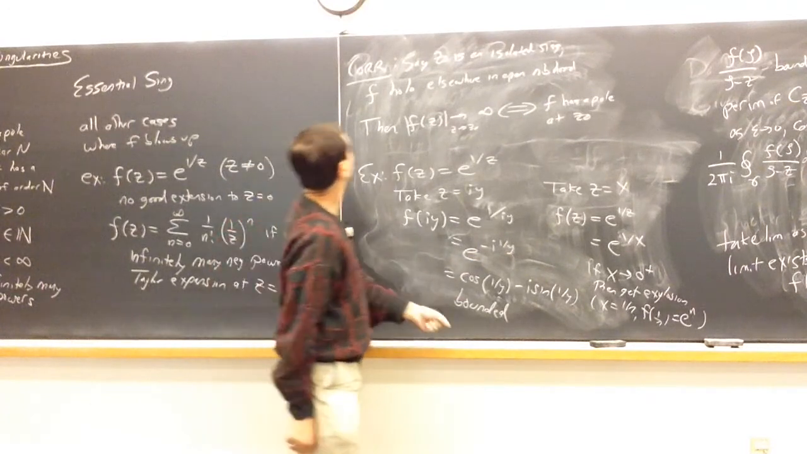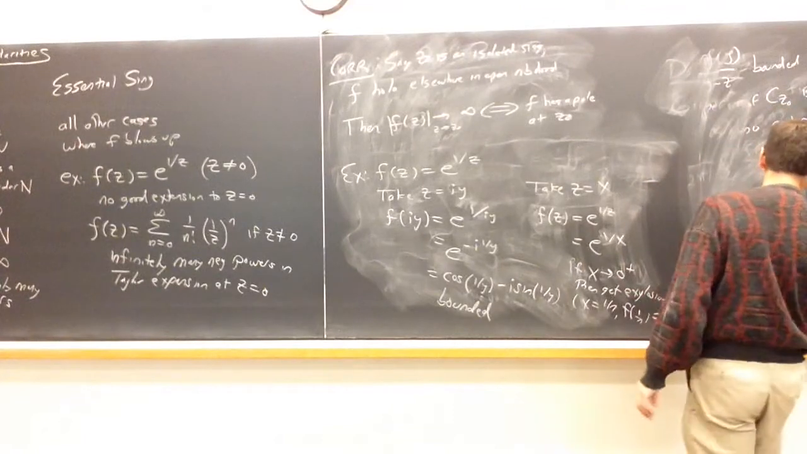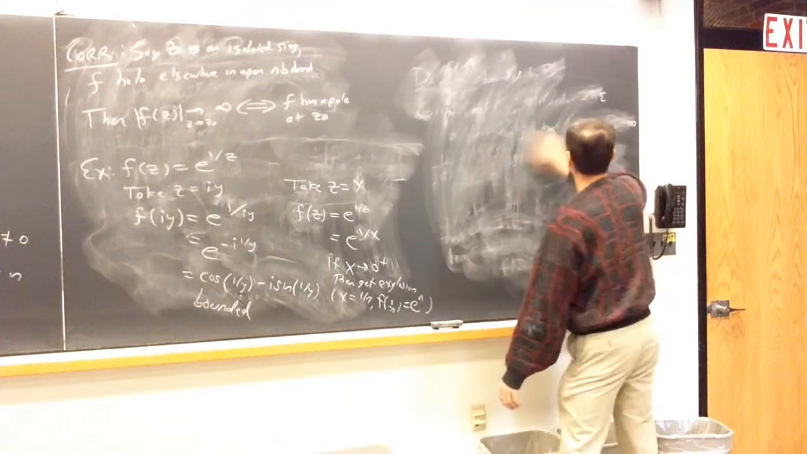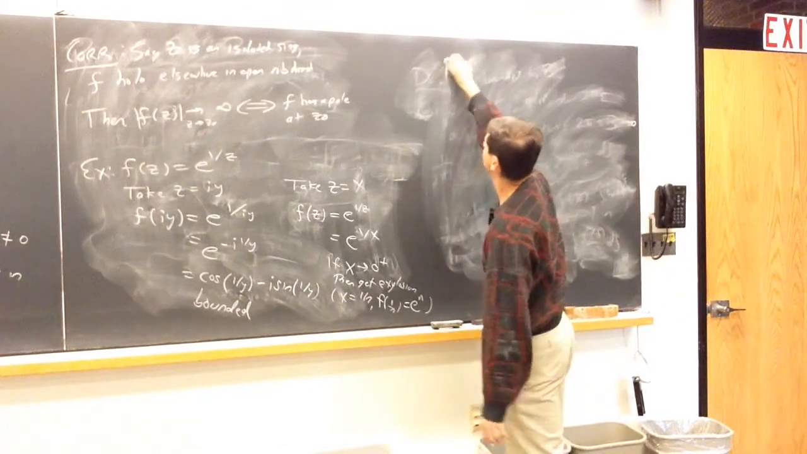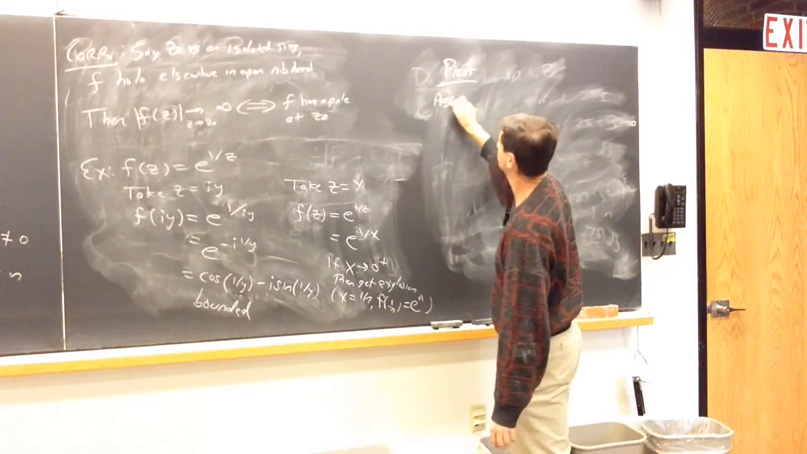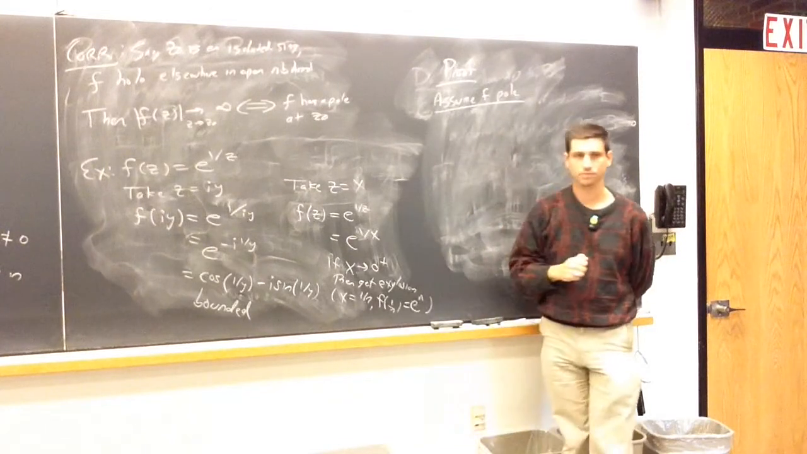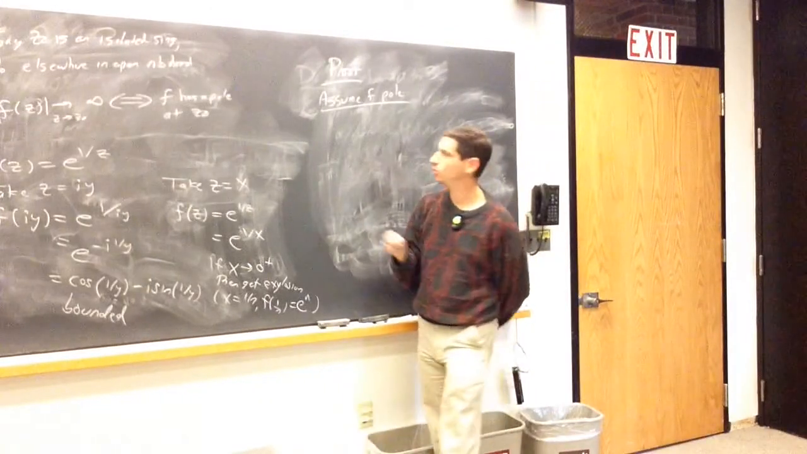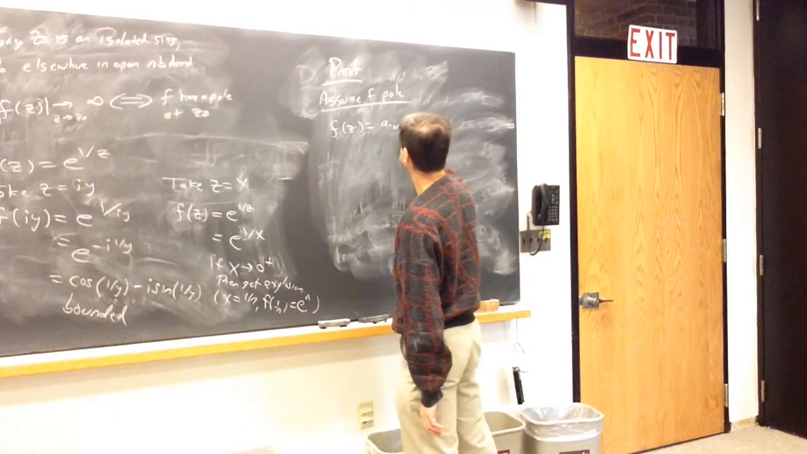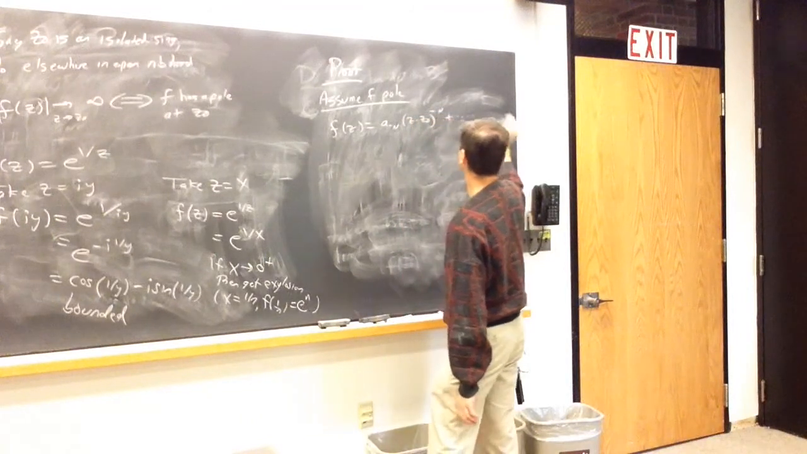Okay. Let's now look at the proof of the claim. So we have two directions for the proof. The first is assume f has a pole. So if we assume f has a pole, this means f of z equals, say, a to the minus n, z minus z naught to the negative n plus dot dot dot.